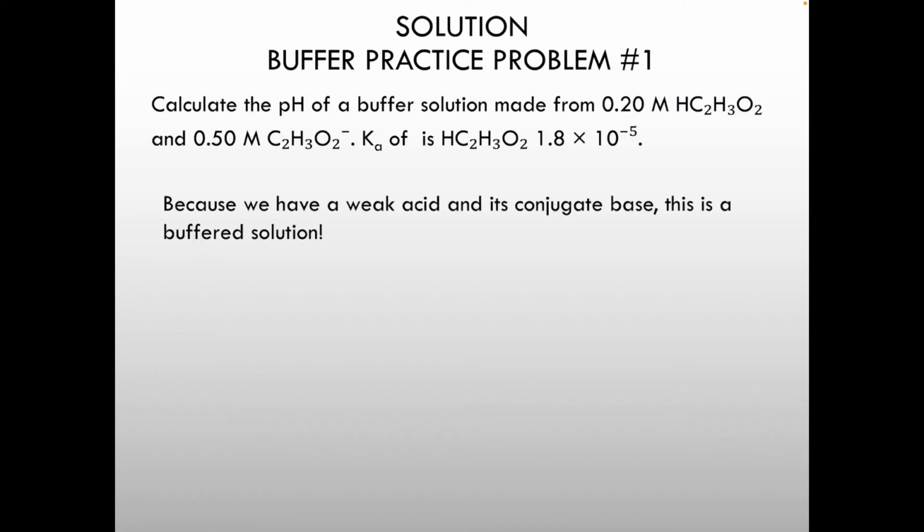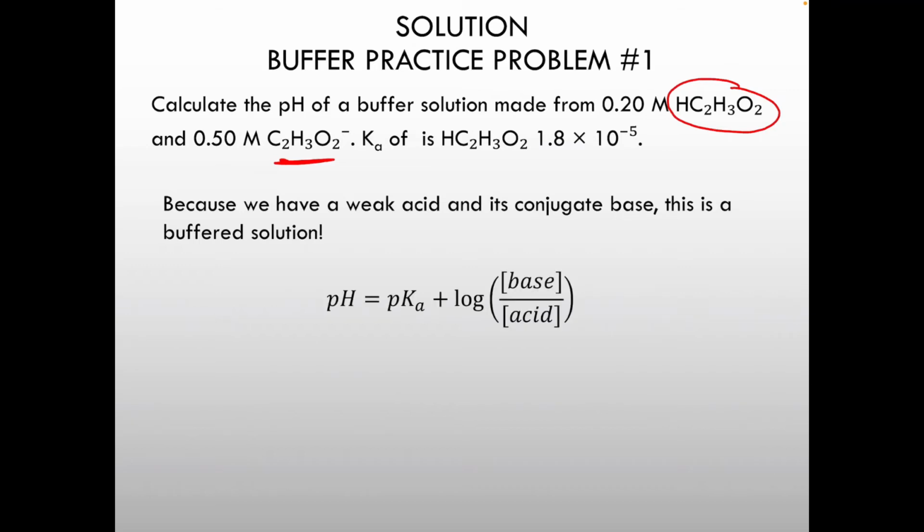Here we go. Since we have a weak acid and its conjugate base, that means this is a buffer. Remember, you're always looking for those two things in order to have a buffer. Since we have a buffer, we can use the Henderson-Hasselbalch equation, which is awesome. It's a shortcut. So we have pH equals pKa plus log base over acid. We have the concentration of our conjugate base and the concentration of our acid, but we don't have the pKa.